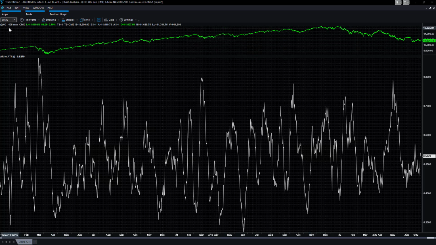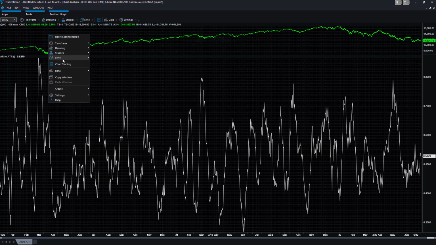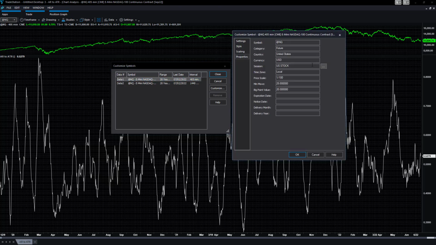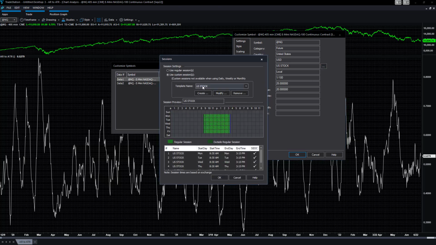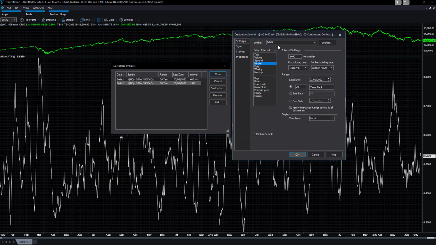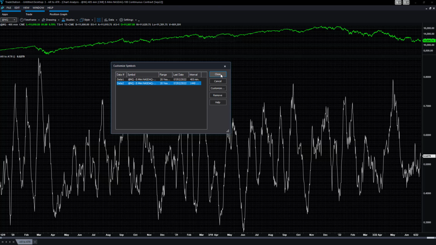I have Data 1, which is 405 minutes on a custom session to only include the day session for the stock index futures, from 8:30 to 3:15. I also have Data 2, so I'm going to edit the symbol. Data 1 is 405 minutes with a custom session, U.S. stock, from 8:30 to 3:15. And then I have Data 2, which is 1440 minutes, going 20 years back. There is no custom session. It is the 24-hour session.